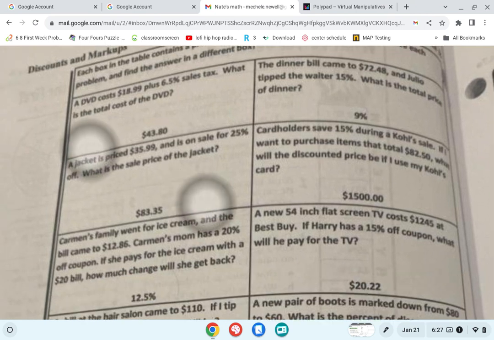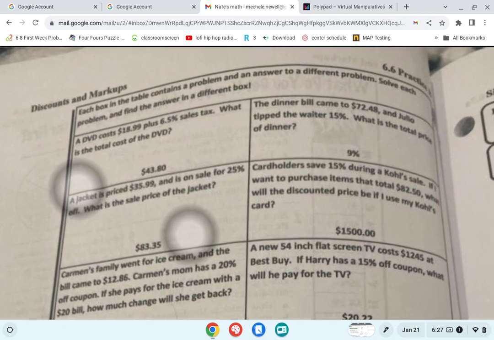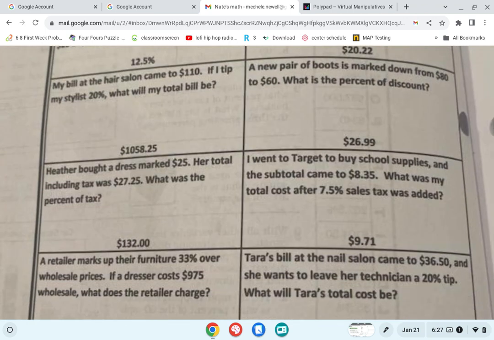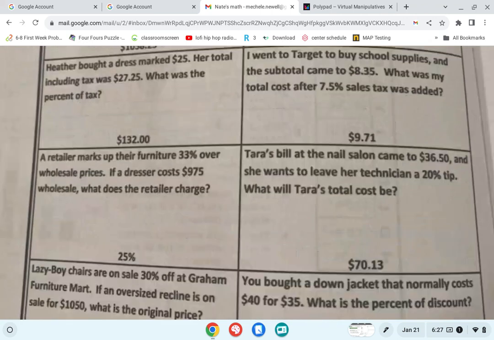At any rate, let's take a look now. You're talking about discounts and markups, and this is very cool and very, very useful math. I want you to look at the instructions. I think it's really important to start there. Each box in the table contains a problem and an answer to a different problem. Solve each problem and find the answer in a different box. Now, it doesn't really say how to mark it. If you have colored pencils or highlighters or something like that, I would use those on this.